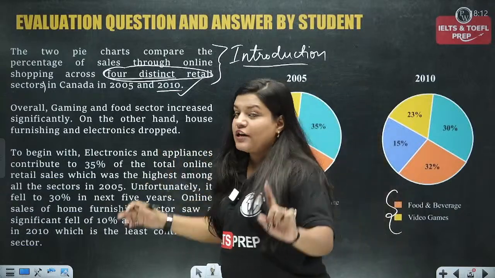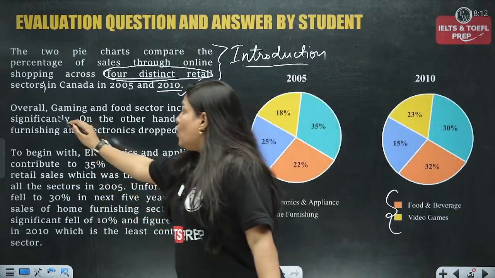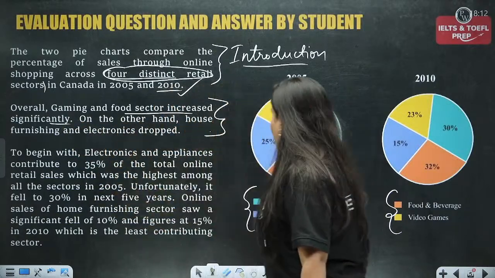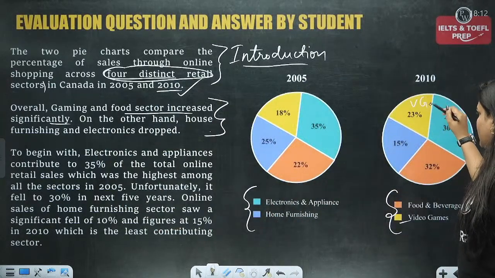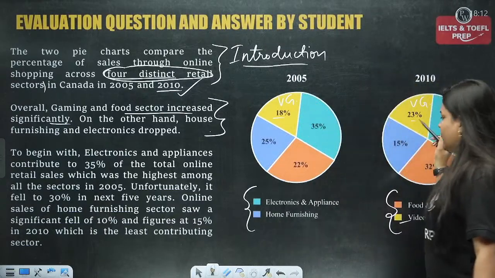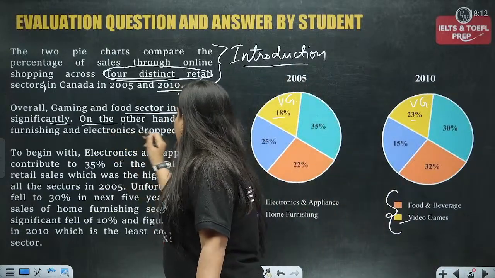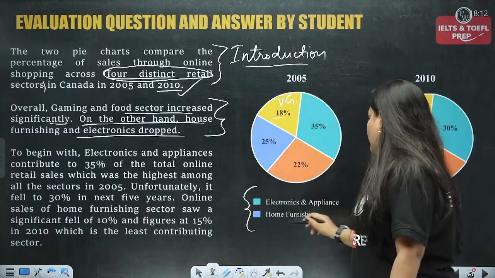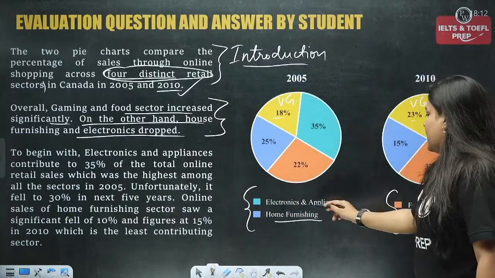Now, this is the overview. Overall, gaming and food sectors increased significantly. Here we have video games, which went from 18% to 23%, so it showed an increase. On the other hand, home furnishing and electronics and appliances dropped.